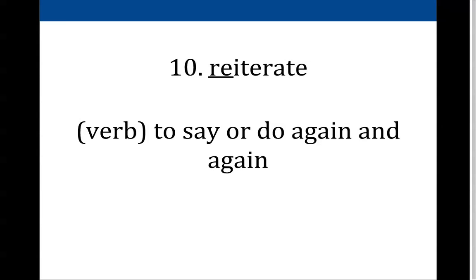10 is reiterate, and re, the root means again. And so to reiterate means to say or to do something again. And so it's that repetition. So think of the re and the repetition to say again.